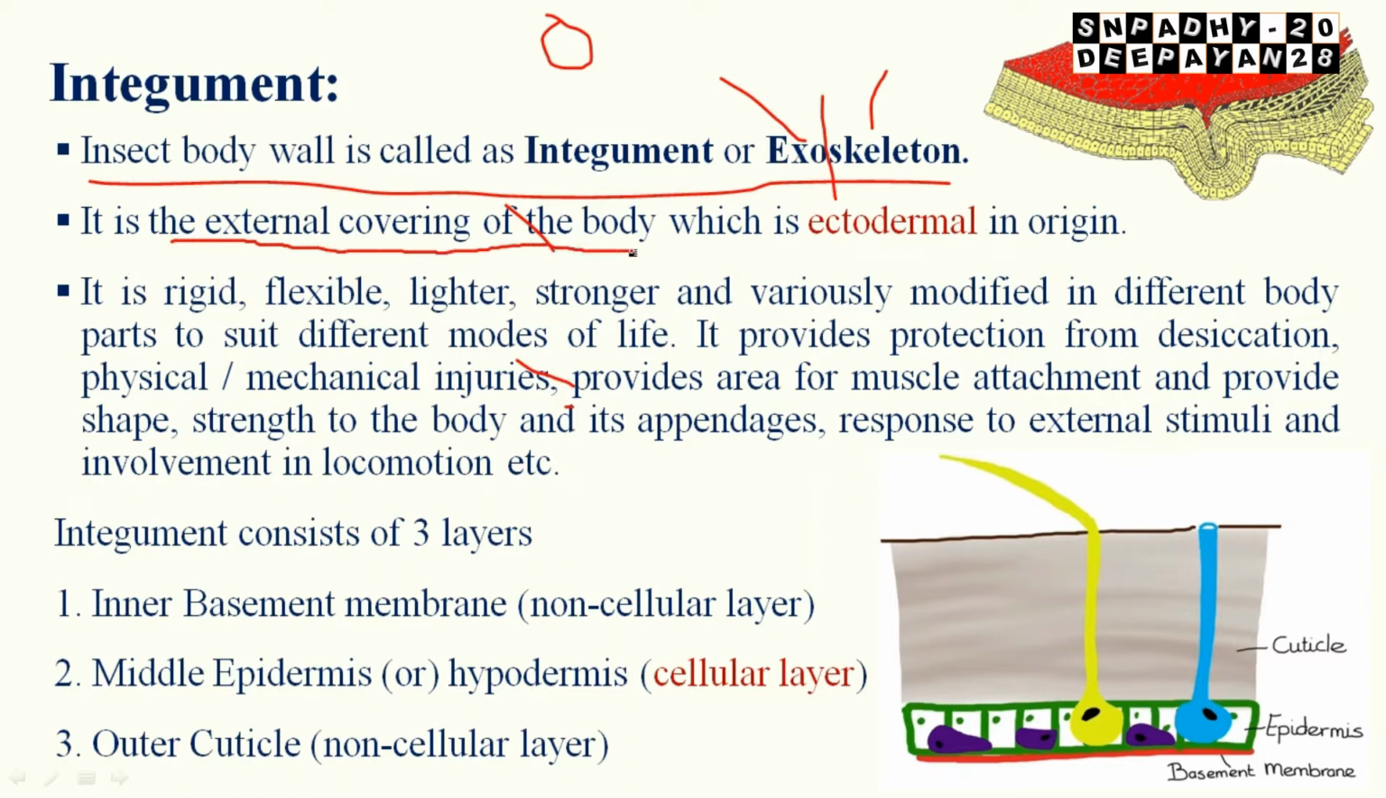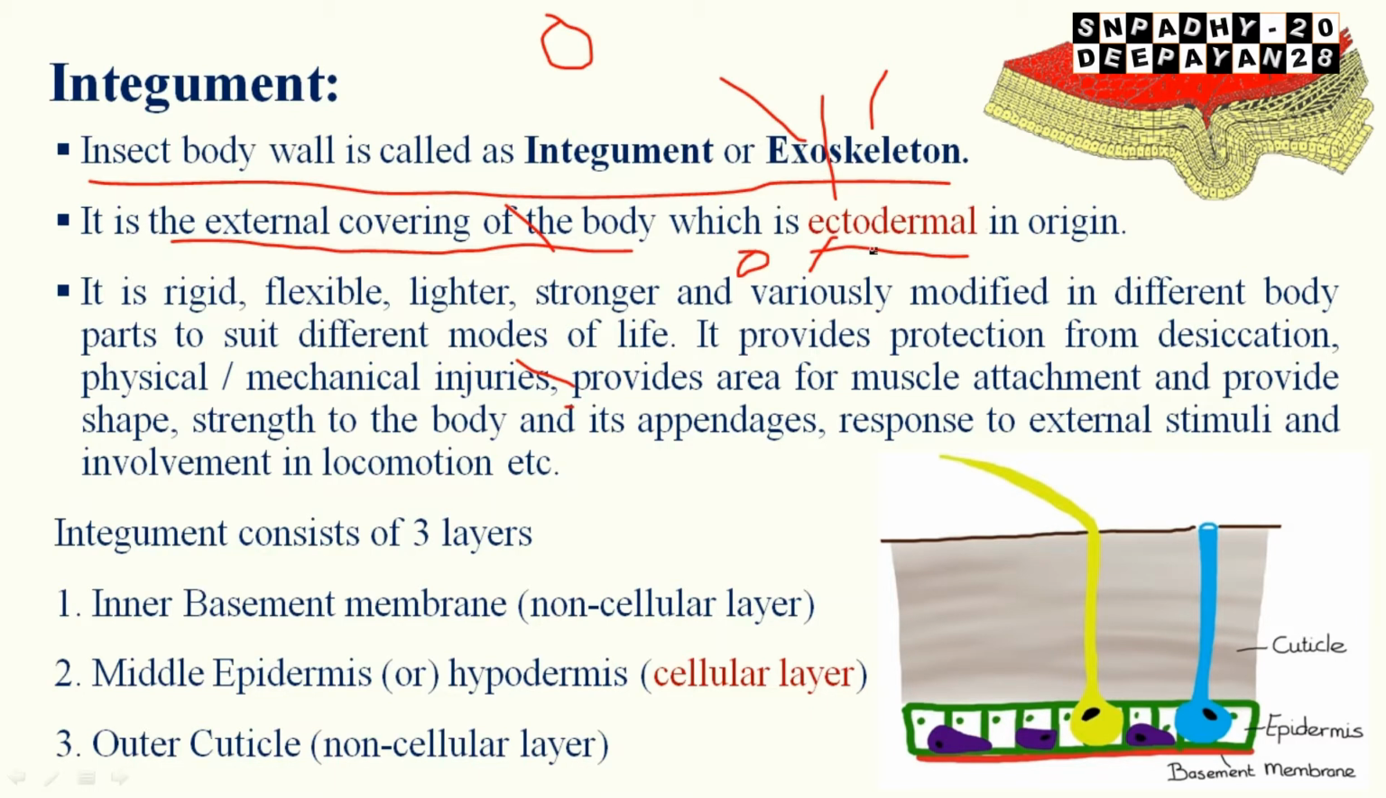It is the external covering of the body which is ectodermal in origin. Ecto means outer, dermal means from the dermal glands. Outside the system, in the outer region of the insect, these are secreted or developed or originated. That's why they are ectodermal in origin. In insects, whatever appendages and systems are there, they are either ectodermal, mesodermal or endodermal in origin. So this exoskeleton is ectodermal in origin.